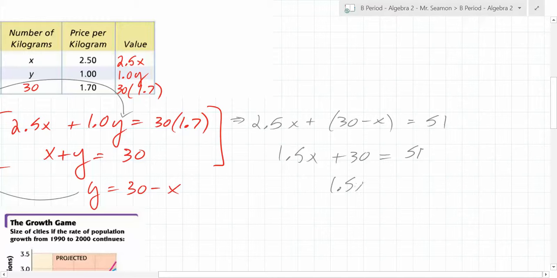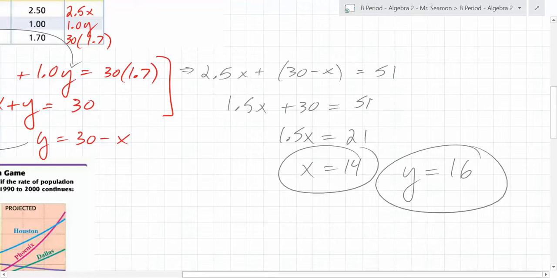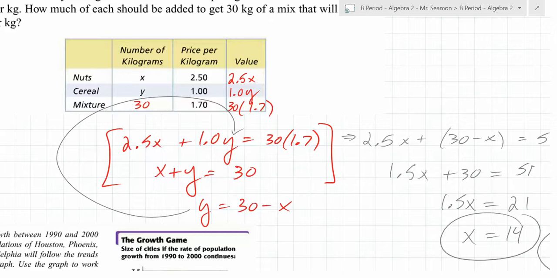So 1.5x is equal to 21. So x is equal to 14. So once you get x, x plus y is 30, so y is going to have to be 16. They set you up a nice table, fill in the blanks, and then generate your equations.